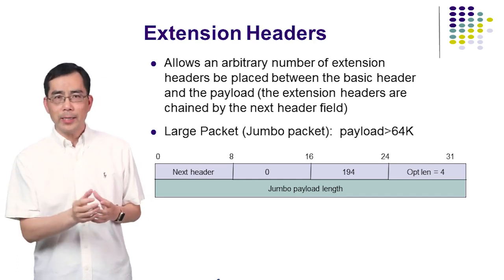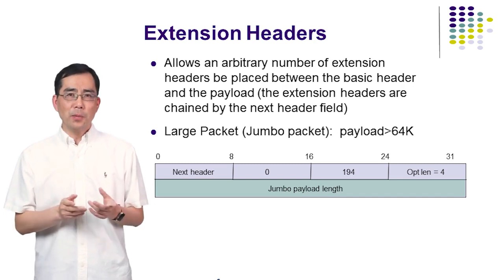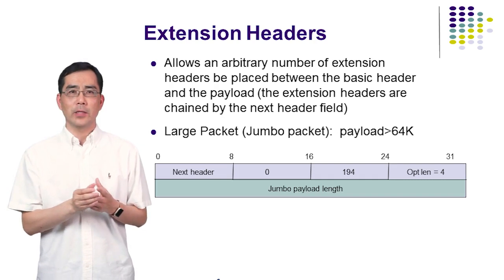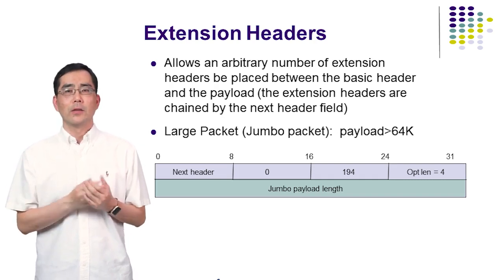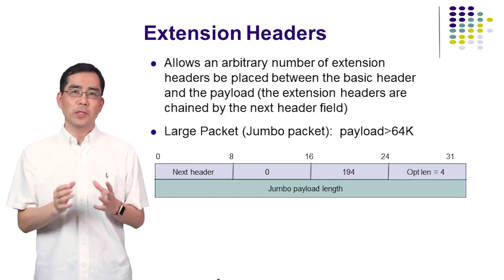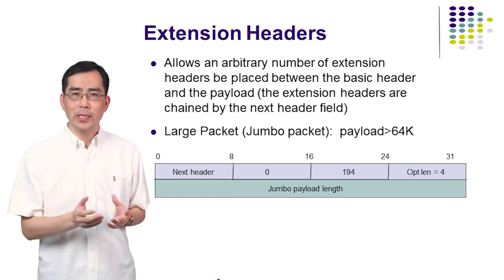The payload length in the basic header must be set to 0. The option length field specifies the size of the jumbo payload length field in bytes. Finally, the 32-bit jumbo payload length field specifies the payload size, which can be as large as 4 GB.